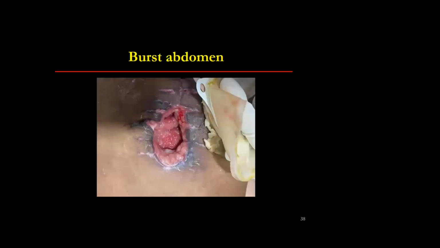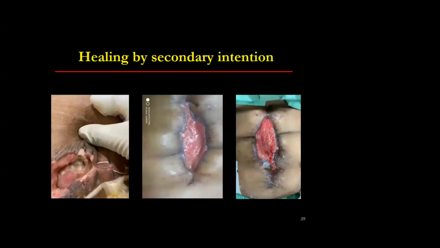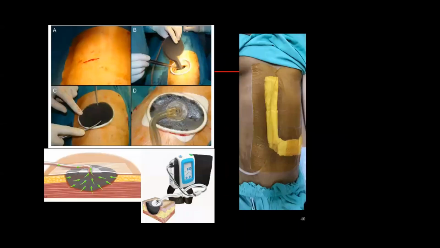This is an example of a burst abdomen. You can see the bowel protruding, which can be easily seen between the wound edges. So this is what I mean when I say this kind of wound we may allow to heal by secondary intention, and it does heal. It does happen. It's just that it takes a longer time, but it does happen.